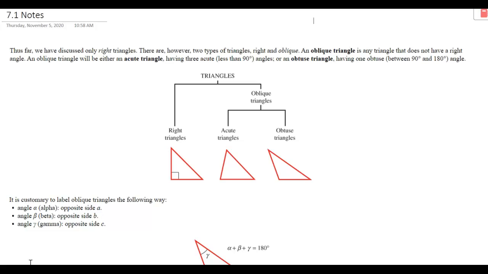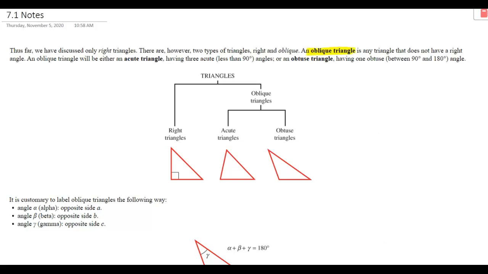Okay, so the first thing we're going to start talking about is that we've only really worked with right triangles, right? We have to have a right triangle in order to use Pythagorean theorem. Our SOHCAHTOA, our unit circle is all revolved around right triangles. So now we're going to talk about what if we don't have a right triangle, okay?